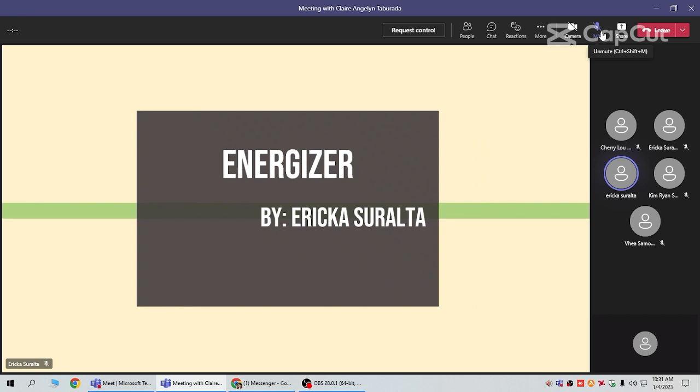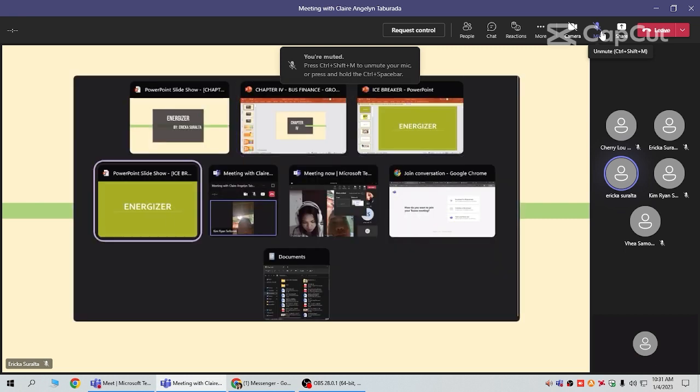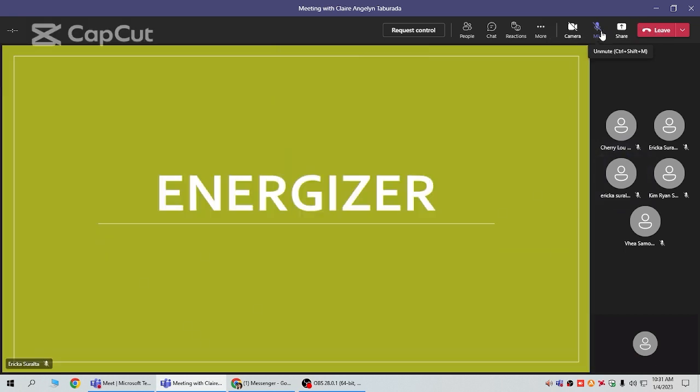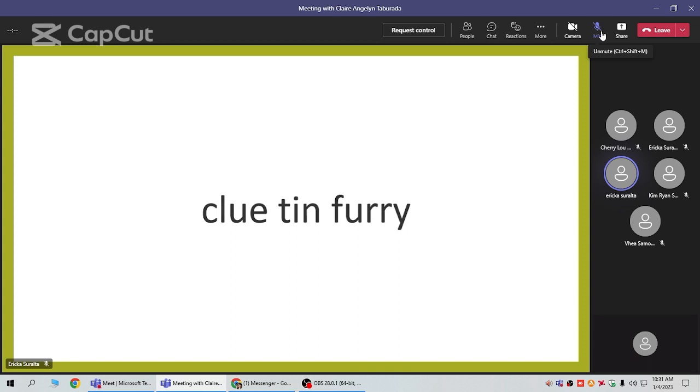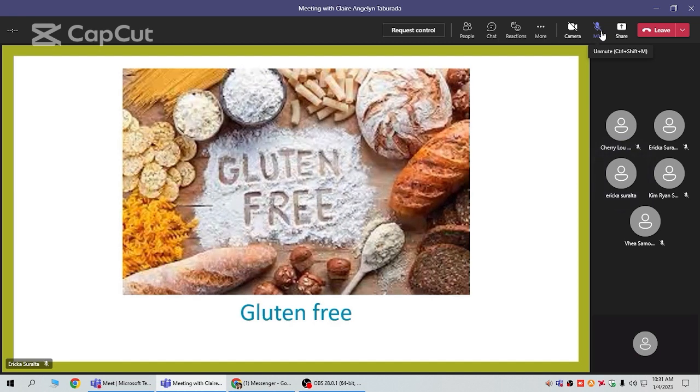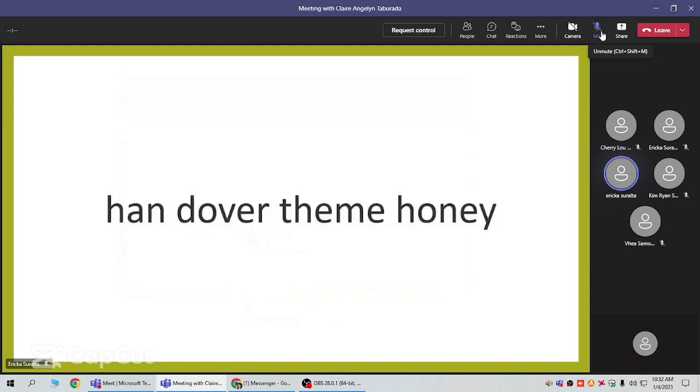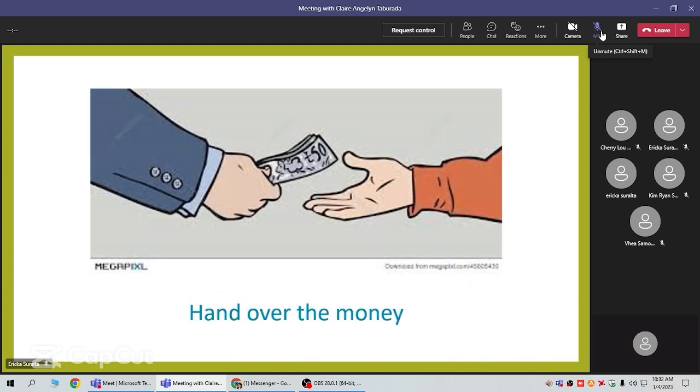Before we proceed with the reporting and the topic, let's first have an energizer and let's now begin. So, here is the energizer. Guess the gibberish. Gluten free. You have 5 seconds to guess the gibberish. So here is the answer. It is gluten free. So next is the Han Dover Team Honey. You have 5 seconds to guess. Here is the answer. It is hand over the money.